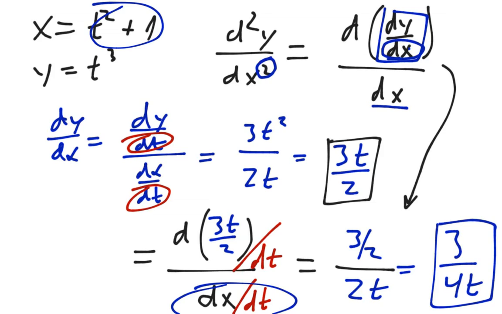Physically speaking, the second derivative represents acceleration, and so this would be something to do with the acceleration of the particle as a function of time as it moves along the curve.